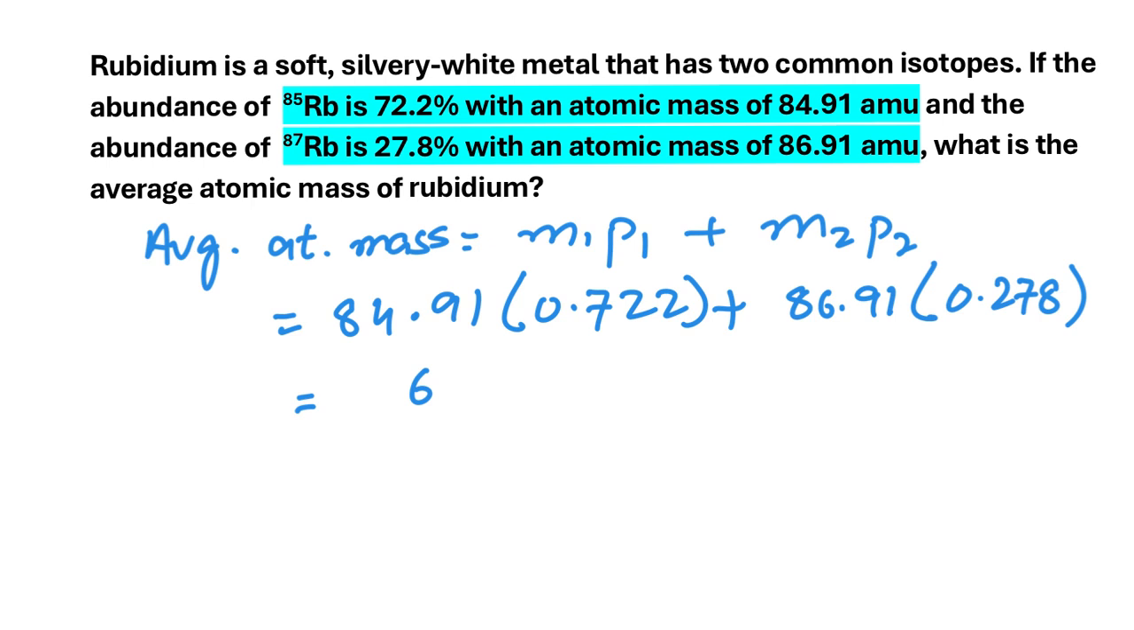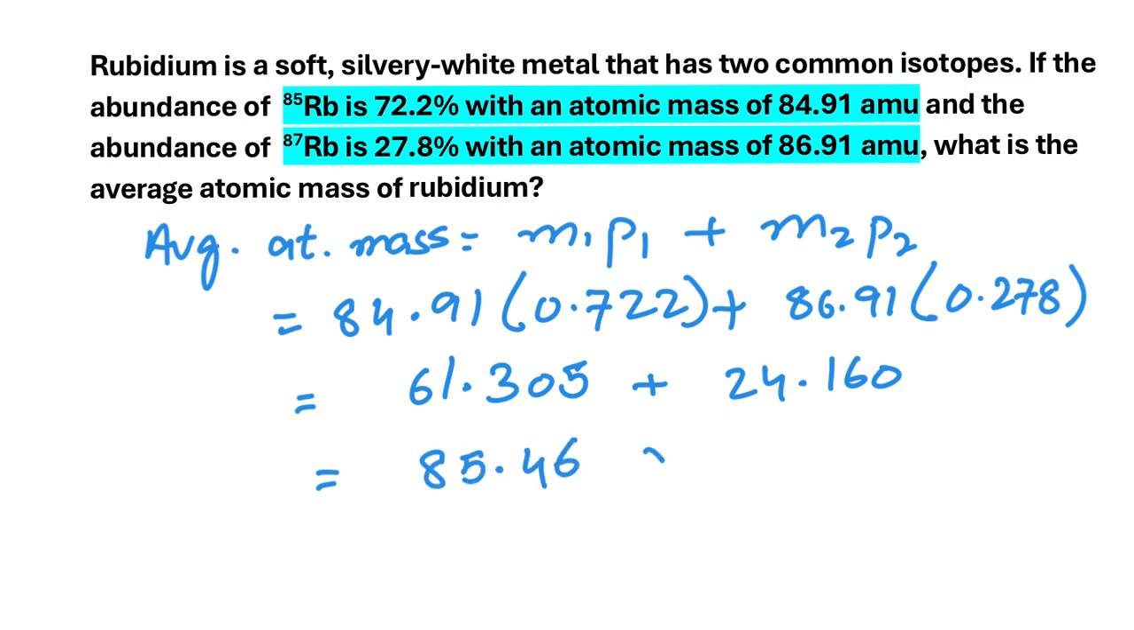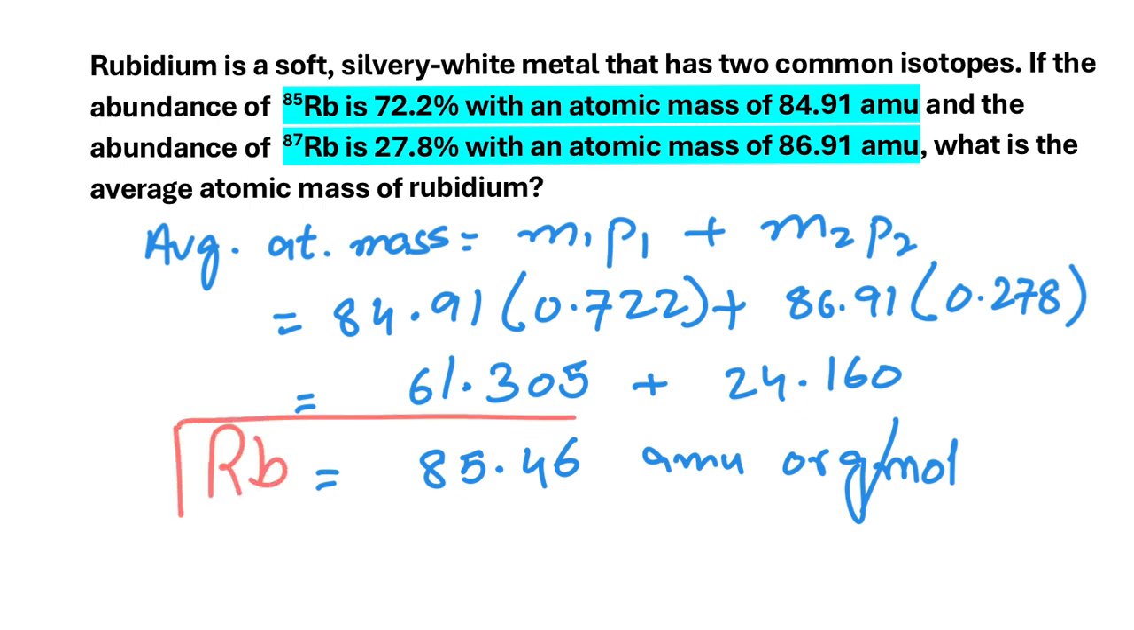By calculating it, we are going to get 61.305 plus 24.160. The final answer will be 85.46 AMU, or gram per mole. This will be our average atomic mass of rubidium.